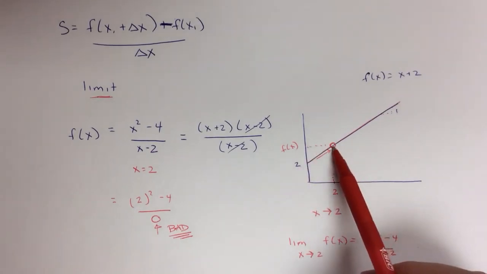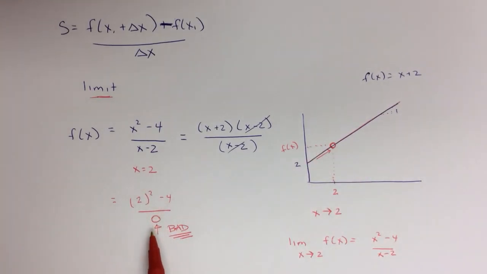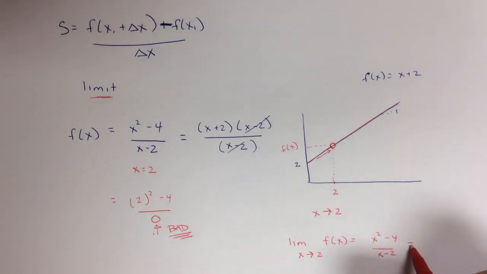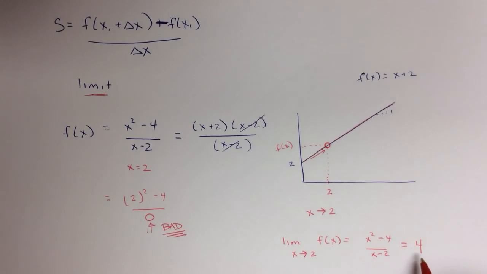But it can never be 4 because if x equals 2, then Marty McFly dies. Don't let Marty McFly die. So the limit allows us to define that. So the limit of this would just equal 4. We can come to a concrete answer by using limits.